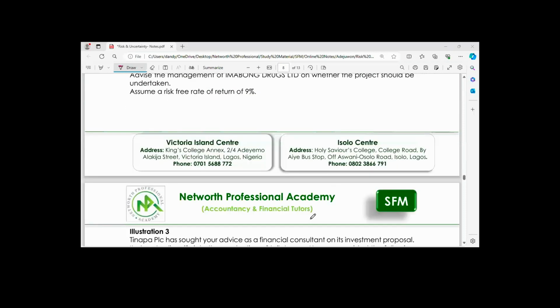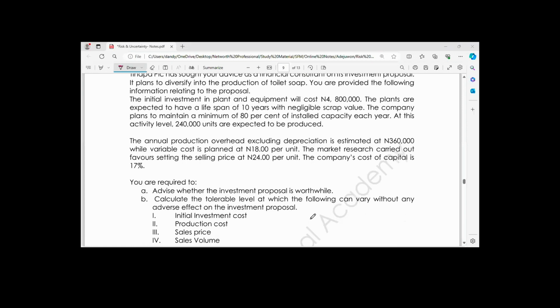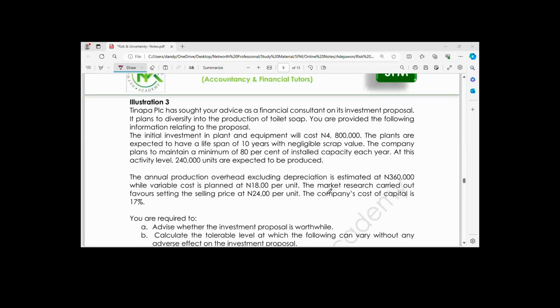So let's have an illustration under sensitivity margin. Please, I need somebody to read for us illustration number 3, Tinapa PLC. Who will help us to read? Deborah. Thank you, Debbie.